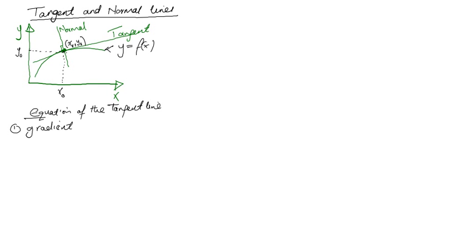Now the gradient of the tangent line is the same as the derivative of this curve with respect to x, and it is at the point x0, y0. So this one gives you the gradient. Let me call it mt, the gradient of the tangent line. What else do you require? A known point.